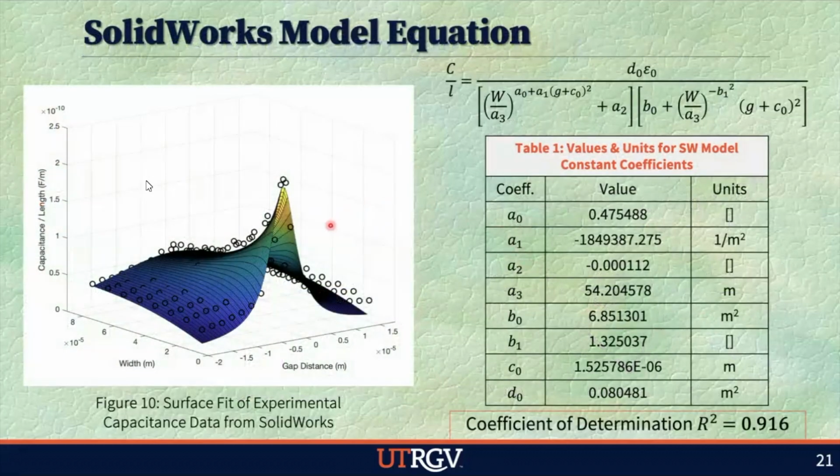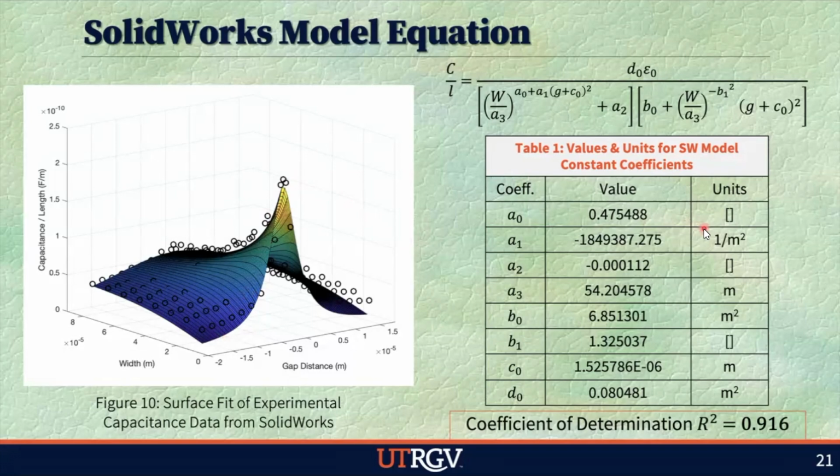This plot shows the results of the numerical simulations performed on SolidWorks. The fringe capacitance per unit length was calculated for different beam widths and gap distances. This expression was then proposed to fit the capacitance data points in the plot.